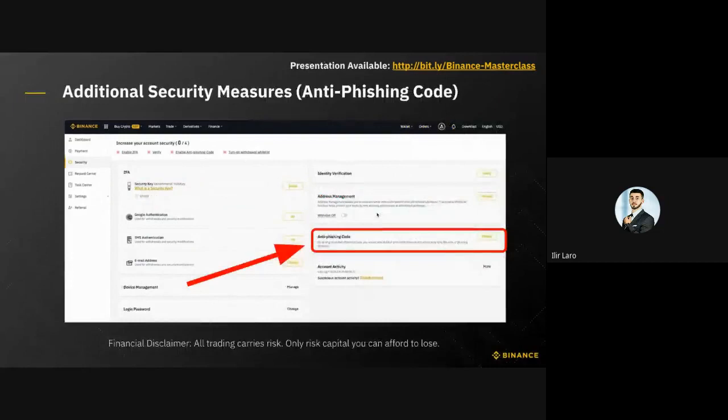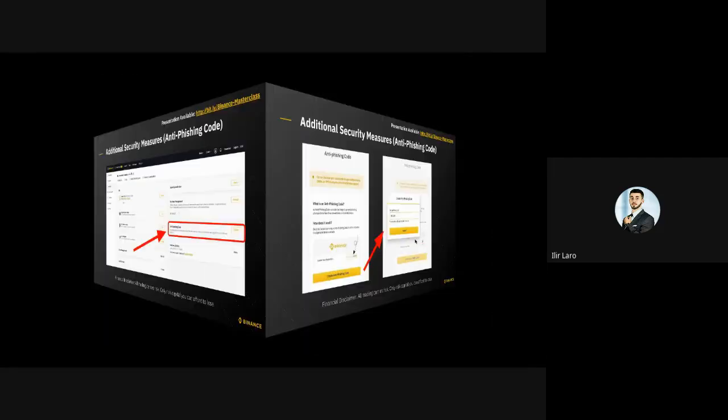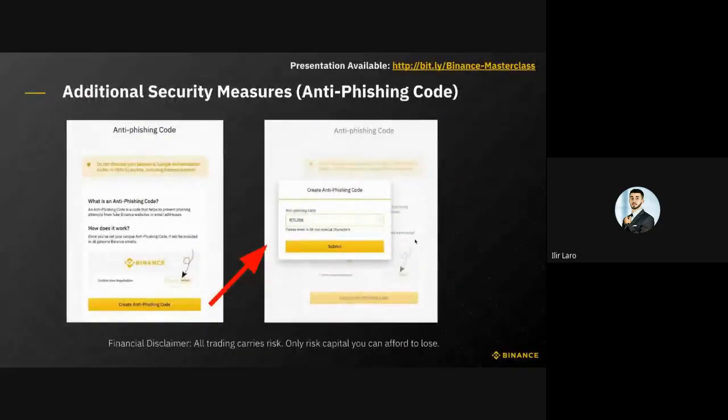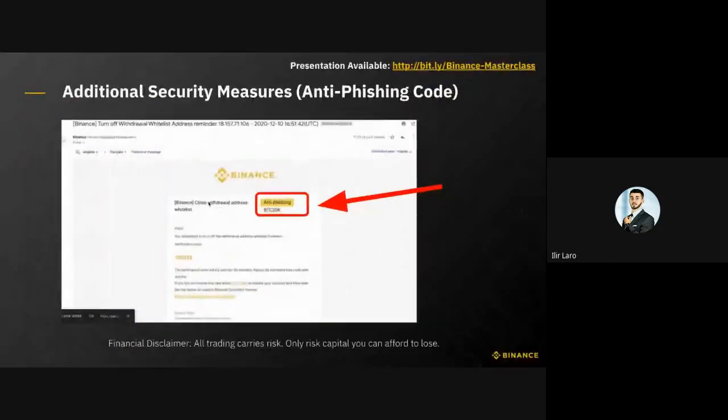Now the last security measure is setting up an anti-phishing code. This is also quite simple, and I definitely recommend everyone do this. Setting up an anti-phishing code allows you to create a unique text, which in this case is BTC20K. You can create any code or lettering that you want. Once you've created it, whenever you receive an automated email from Binance, you'll be able to see your anti-phishing code in the email.